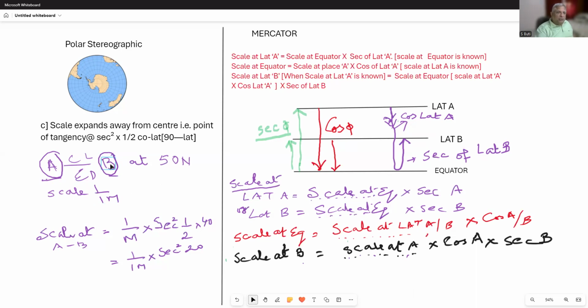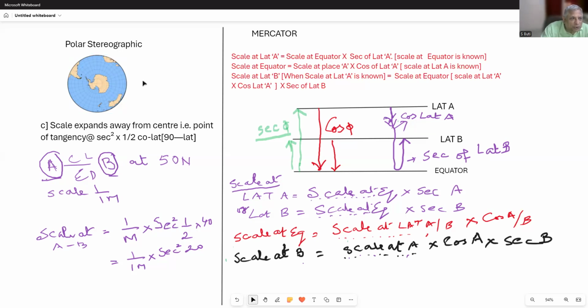Now, as far as scale on Lambert's conical conformal is concerned, for a practical purpose it is considered a constant scale chart. There are two standard parallels. As you would have read in the theory, the scale contracts inward and expands outward. So the questions are generally restricted to Mercator and Polar Stereographic. And the Polar Stereographic also are generally in the ATPL.